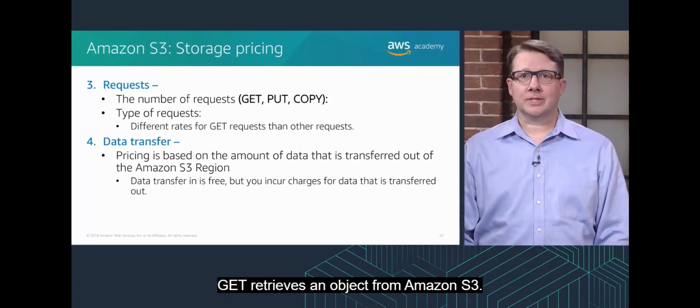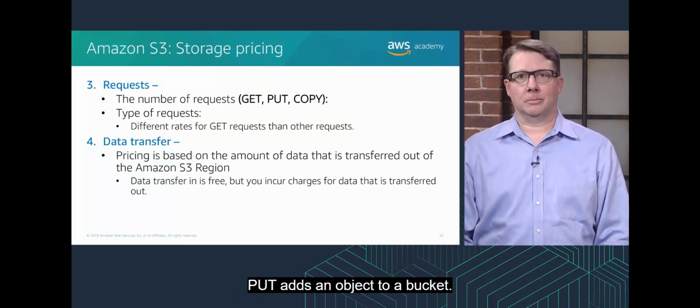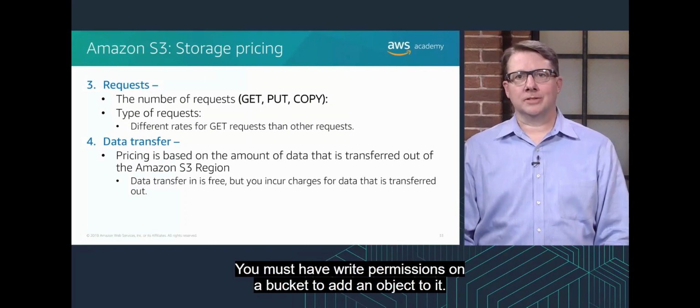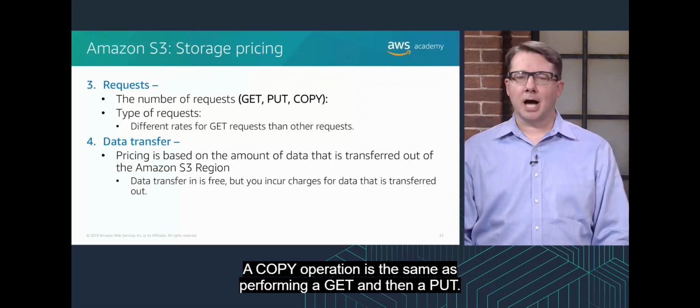GET requests incur charges at different rates than other requests, such as PUT and COPY requests. GET retrieves an object from Amazon S3. You must have read access to use this operation. PUT adds an object to a bucket. You must have write permissions on a bucket to add an object to it. COPY creates a copy of an object that is already stored in Amazon S3. A copy operation is the same as performing a GET and then a PUT.